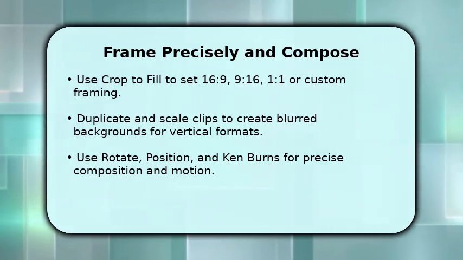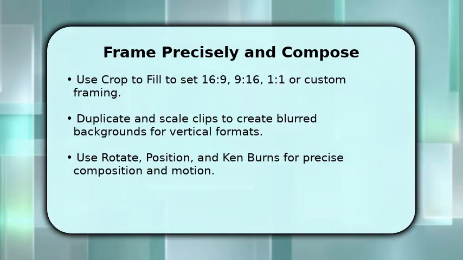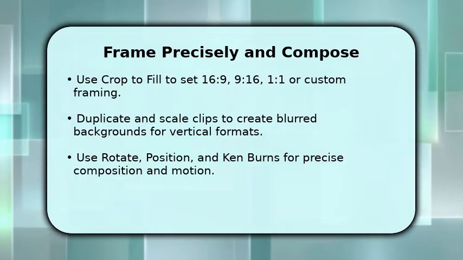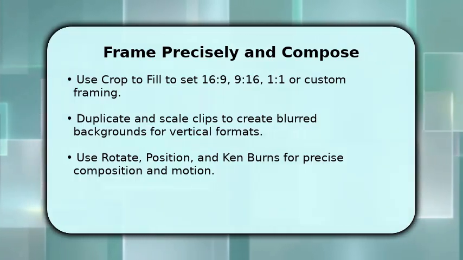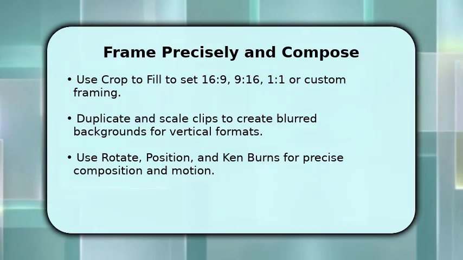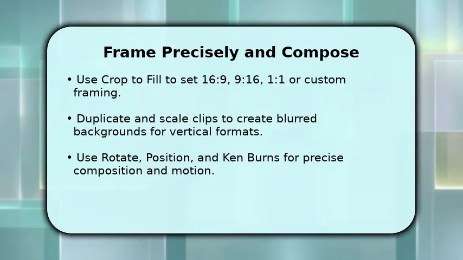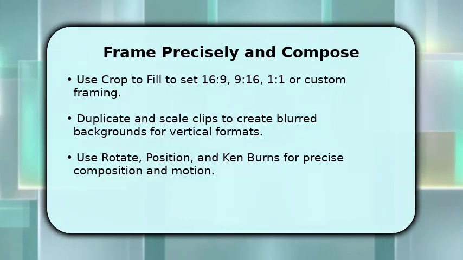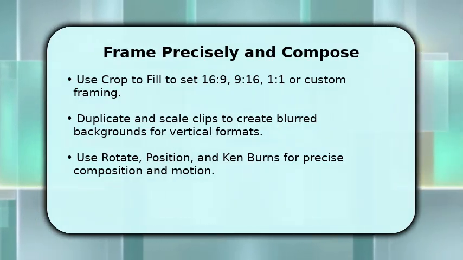If you need a vertical clip on a horizontal canvas, duplicate the clip, place a scaled-up copy behind, apply Gaussian blur via preview/export workaround to act as a background, and put the cropped foreground on top. Make sure to preview at full size to avoid unwanted edges, or finish by exporting.